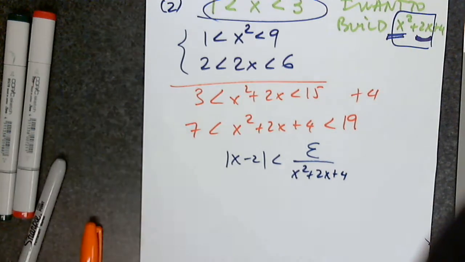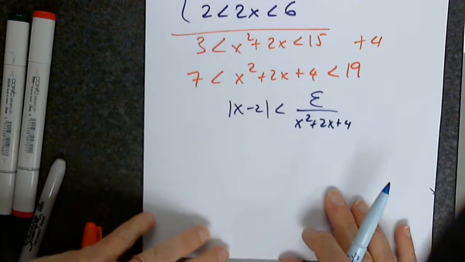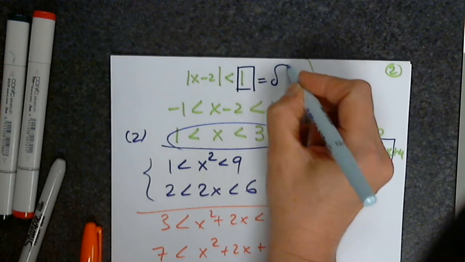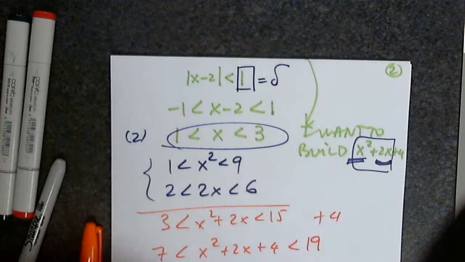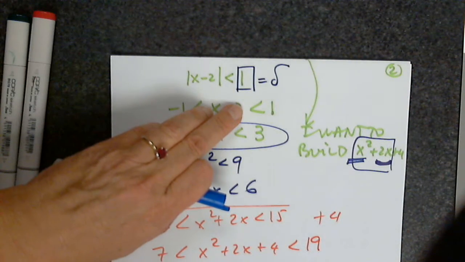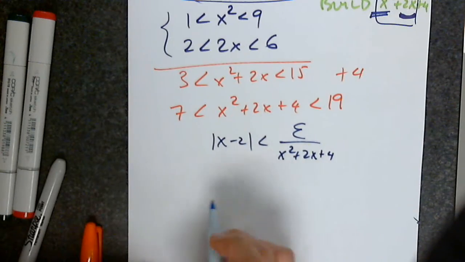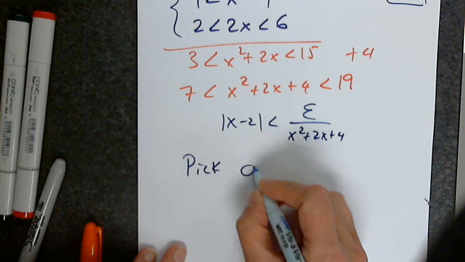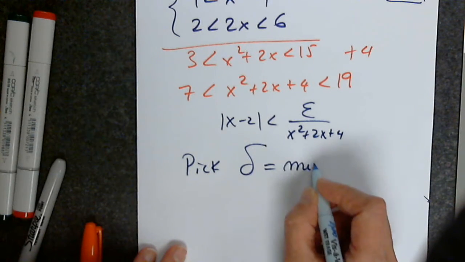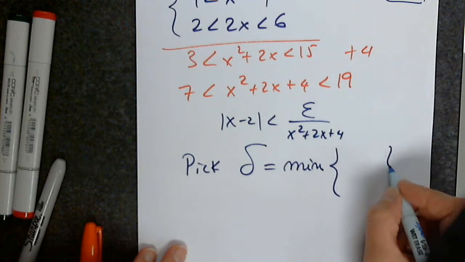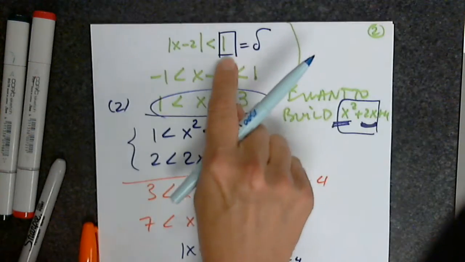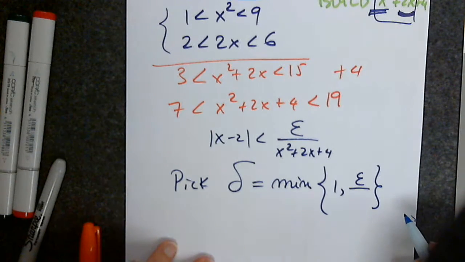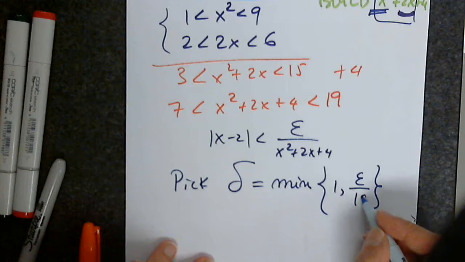19. So I will say, because remember, I already made some assumption for delta. Arbitrarily, I said delta cannot be more than 1. Then as a final result, I have to say, pick delta to be the minimum of these two numbers: the one that I started with as my arbitrary number, or epsilon over 19.